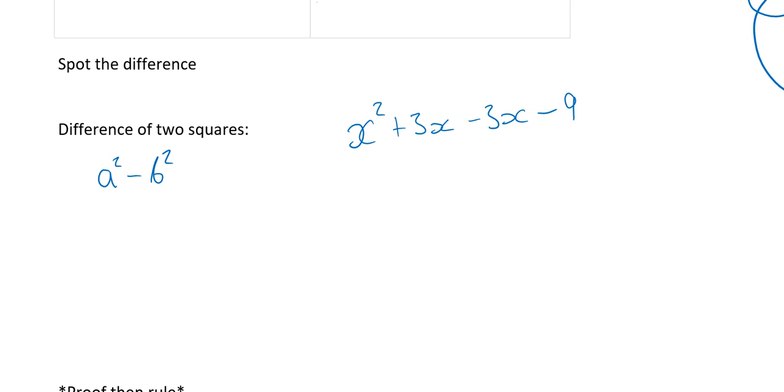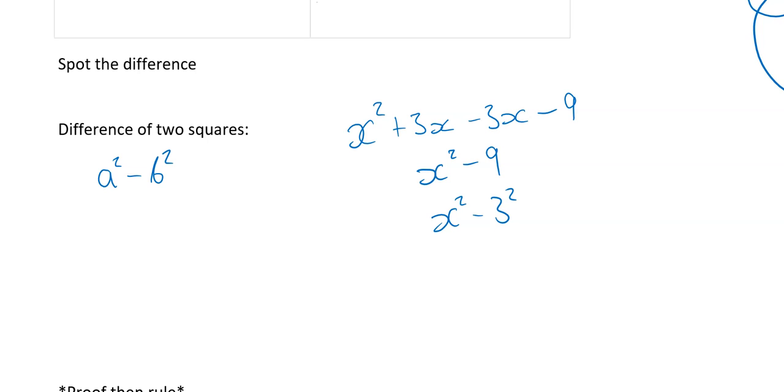Now, if I simplify that, what do I get? X squared minus 9. Okay, now x squared minus 9, what does that look like? I could rewrite that as x squared minus 3 squared, couldn't I? I could if I wanted to. And then it starts to look very similar to this. Okay, so these things look the same, and this is equal to this.